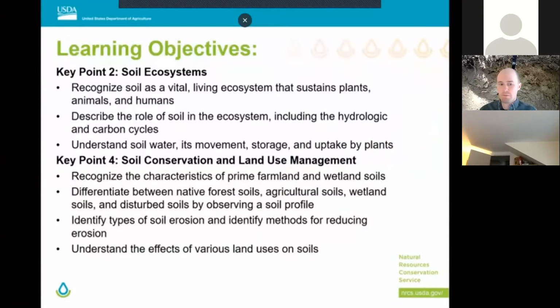Our learning objectives today cover two key points in the Soils Envirothon curriculum. Those are soil ecosystems and soil conservation and land use management. So let's get started looking at soil ecosystems.